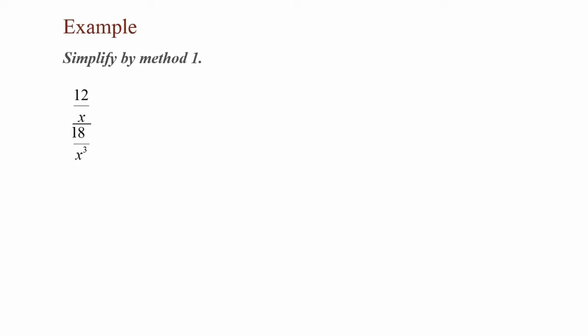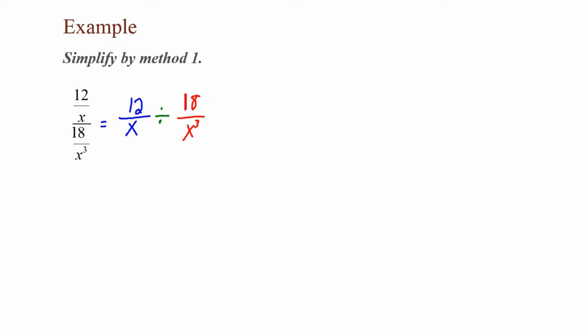In this example, simplify by method 1. 12 over x divided by 18 over x cubed. Method 1 is the best method to use when your fraction is written like this. What we want to do is take the fraction on top and write it first. Then we write our fraction bar as a division symbol. Then we write what's on bottom behind the division symbol.